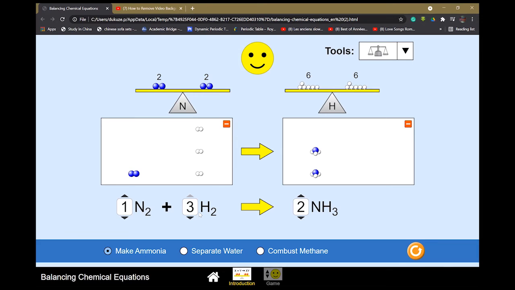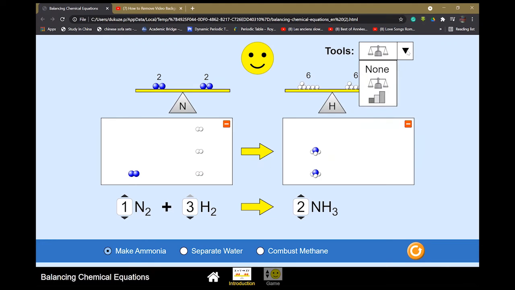Now, what happens when your equation is not balanced? Let me reduce this to 2. See, for nitrogen, it's balanced, 2 and 2 on both sides, but for hydrogen, here we have 4 and 6. So it's not balanced. So we have to increase it by 1, and we get our equation balanced.